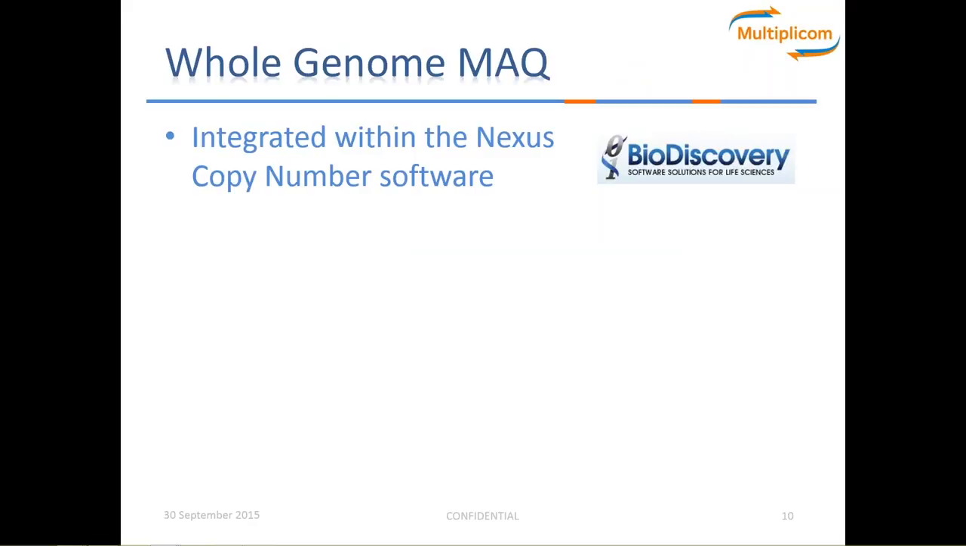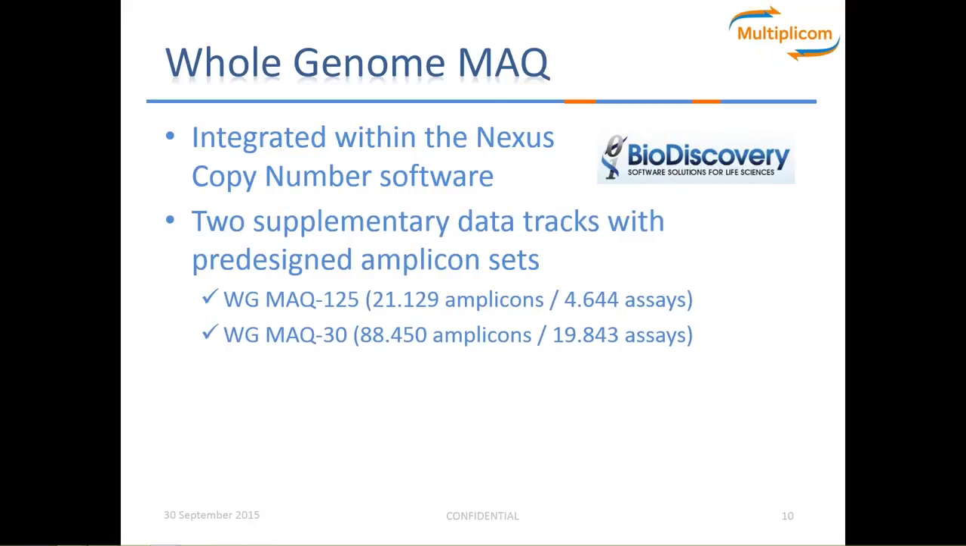Multiplicom's whole genome MAQ is a CNV detection tool integrated within the Nexus Copy Number software. This means, as you detect a potential copy number event while analyzing your NGS or microarray data inside the Nexus Copy Number, then the whole genome MAQ integration enables you to instantly identify an appropriate whole genome MAQ assay for your confirmation experiment. You can choose among tens of thousands of assays.